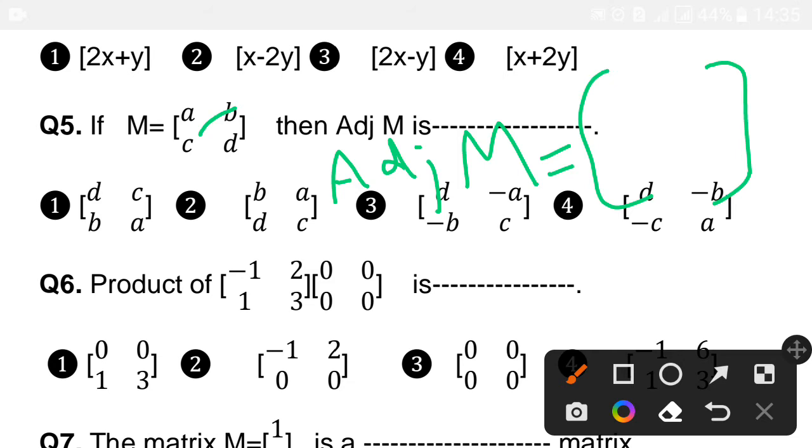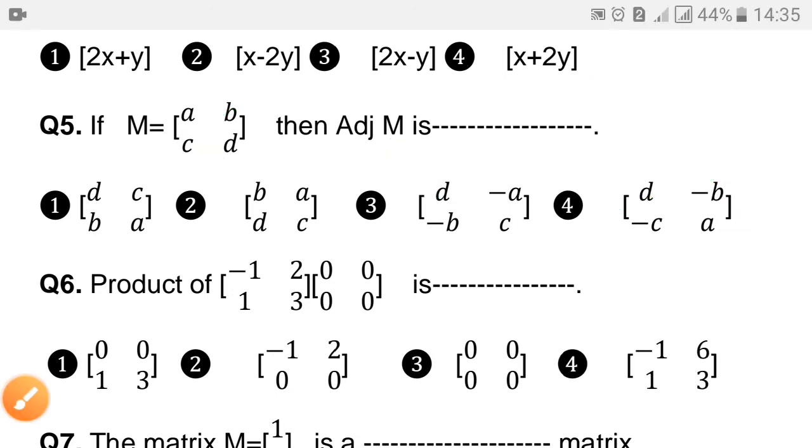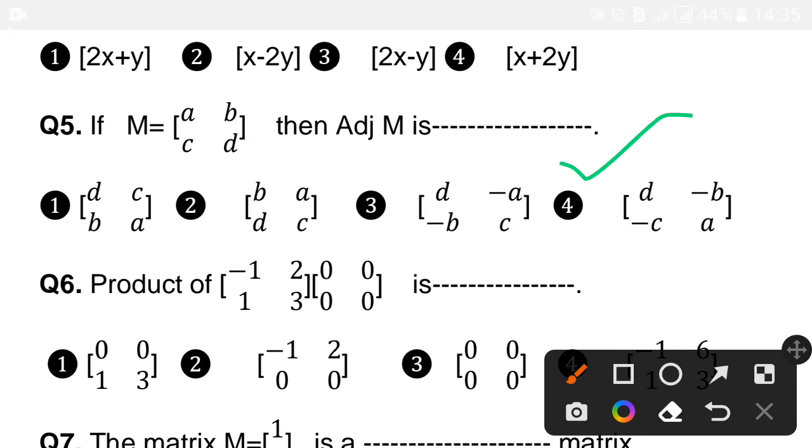So A and D will be replaced with each other. Here we get D instead of A, and A will be in the position of D. We also have to change the signs of B and C, so it becomes minus B and minus C. So now D, minus B, minus C, A is present in option number 4. So the required answer is option 4.